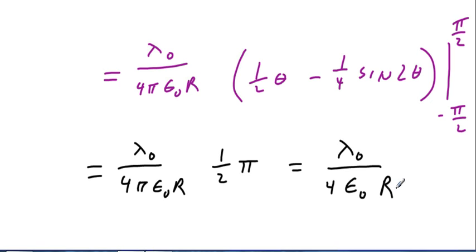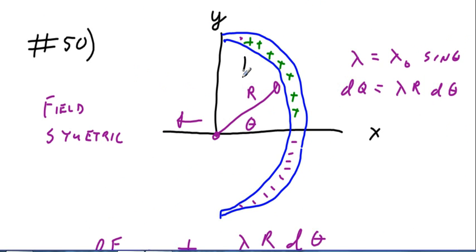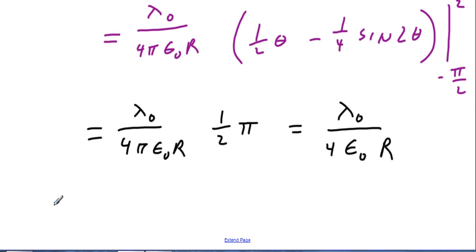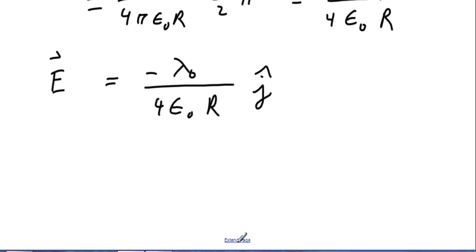And then we ask ourselves, well, what direction is the field going? Well, it's going from the positive to the negative. And the electric field needs to have a vector direction quantity. So I'm going to have minus lambda naught over 4 epsilon naught r j hat. And that's going to get us in the right direction. All right, now we're going to look at the B part of the problem.